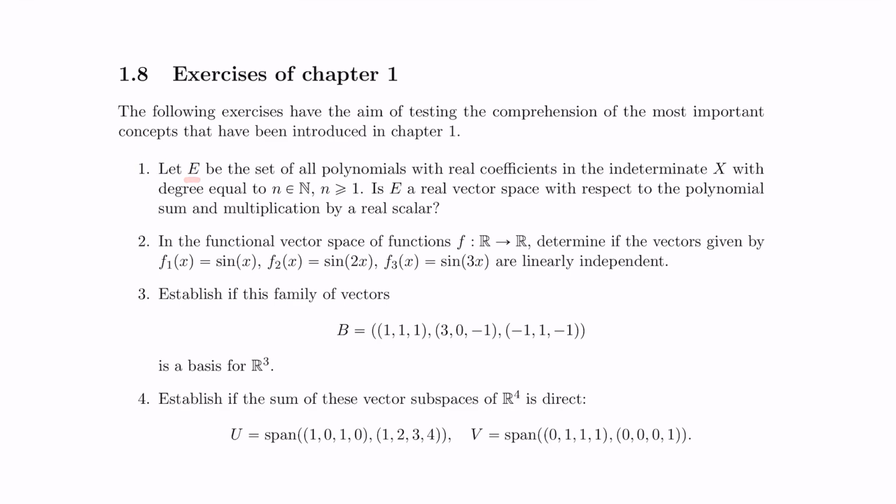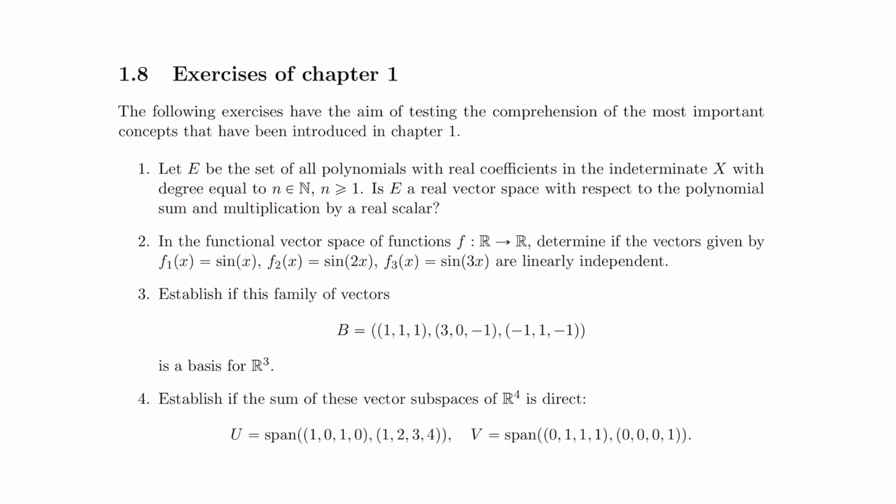Let E be the set of all polynomials with real coefficients in the indeterminate x with degree equal to n. So pay attention, we're not talking about the polynomials with degrees less than or equal to n. We're talking about the set of all polynomials whose degree is equal to n. The question is: is E a real vector space with respect to the polynomial sum and multiplication by a real scalar?